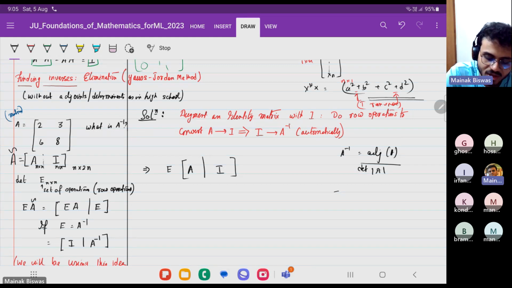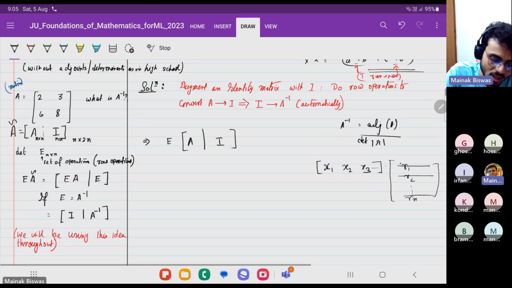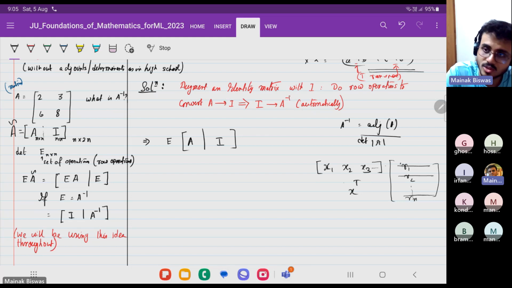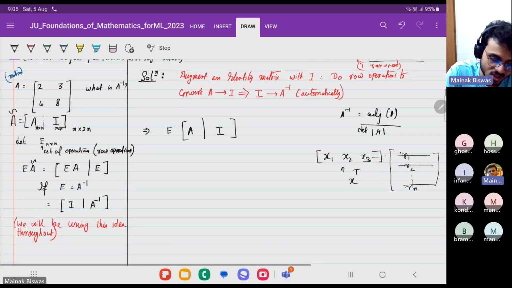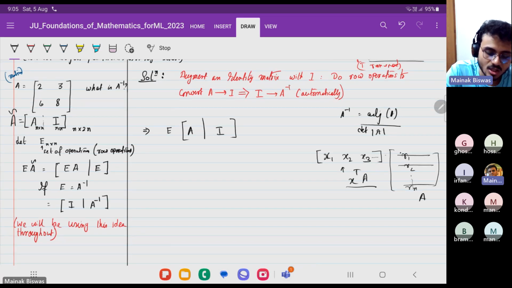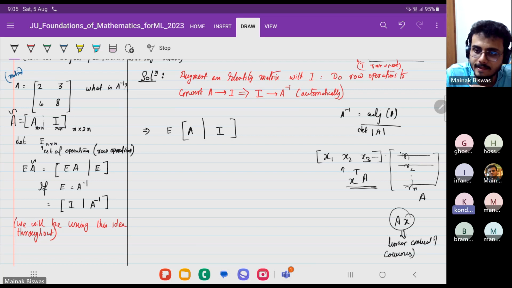So if I have a row vector, which is x1, x2, x3, say, and I have a matrix comprising rows R1, R2, ..., Rn. This is X transpose that I'm writing, because I told you all vectors are column vectors. So this is A. What does this mean? We have seen AX is a linear combination of columns, right? Yes or no?